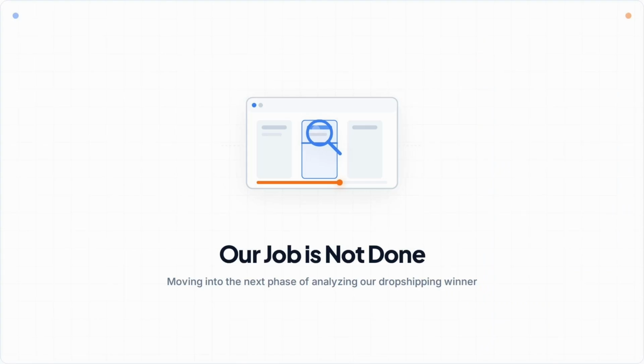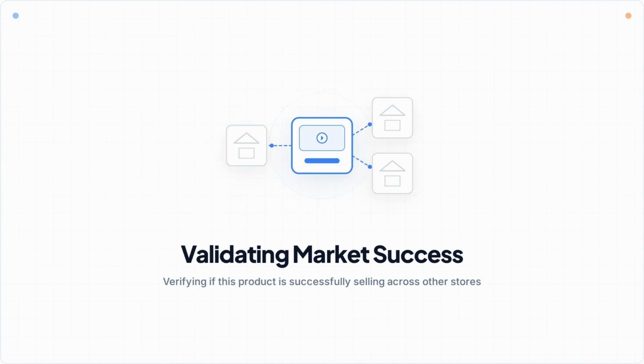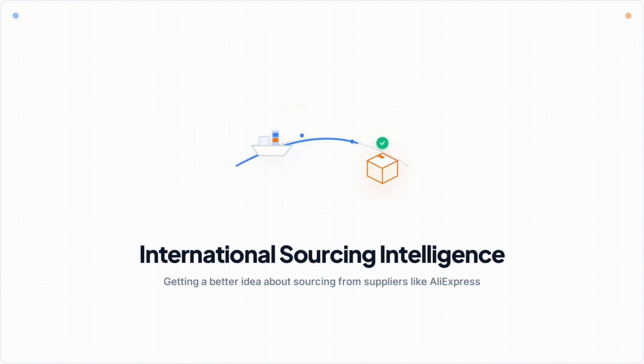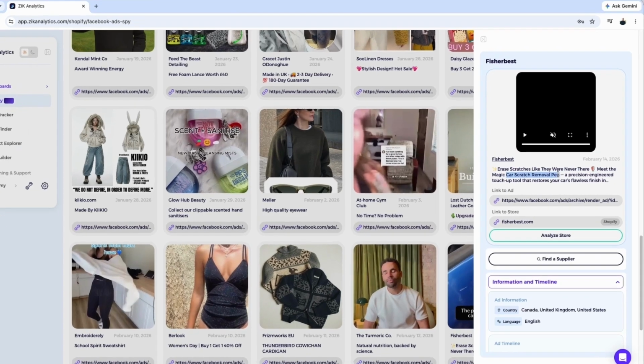But your job isn't finished yet after this. You still need to define whether this product is selling successfully across multiple stores or just this one. We also need to understand how it's being positioned on the store and how we can source it from suppliers like AliExpress, CJ Dropshipping, or wherever the case is, right? So let's investigate this a little further.